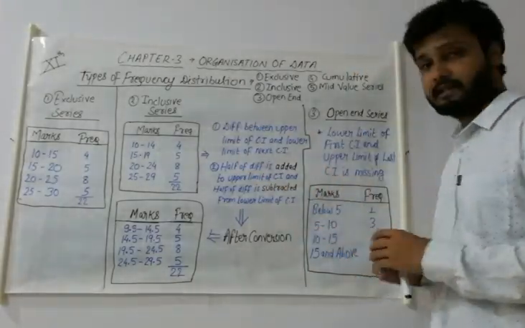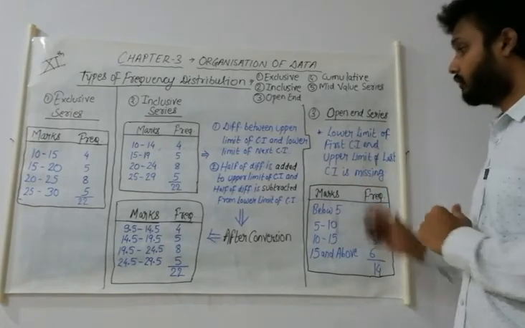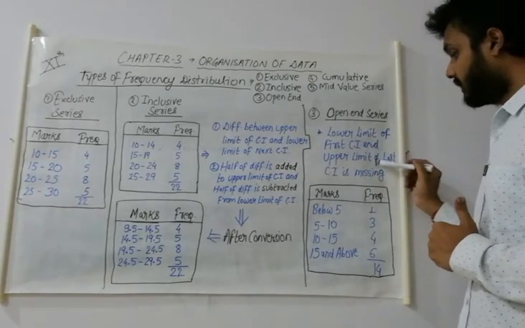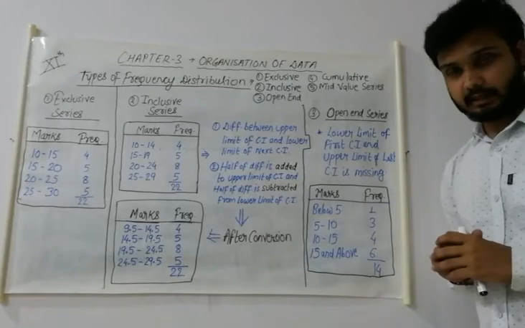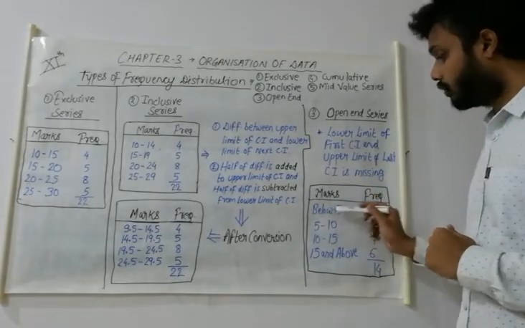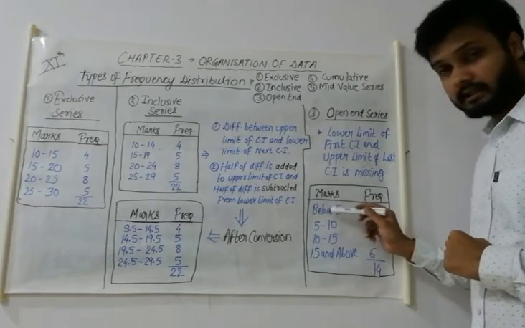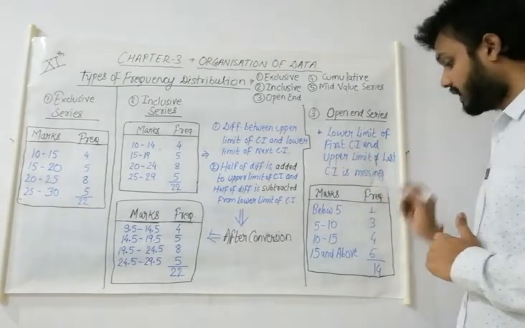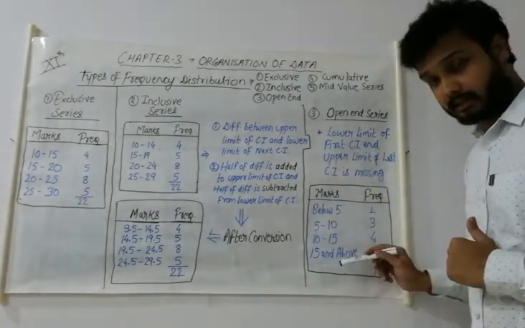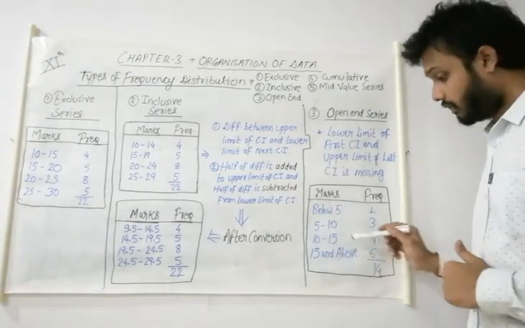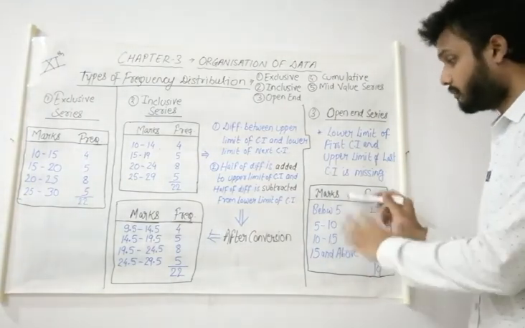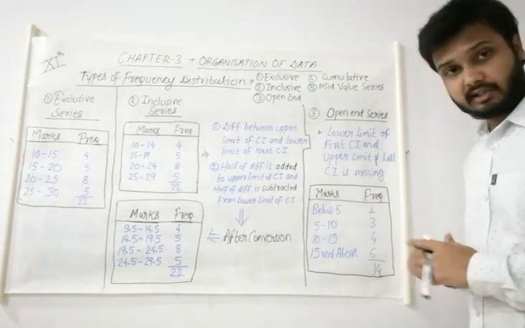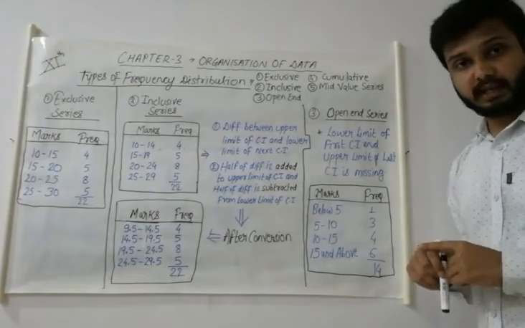The third type of series is open-end series. What is given here is that the lower limit of the first class interval and the upper limit of the last class interval are missing. Our first class interval is this, in which we see that the lower limit is missing, and the upper limit of the last class interval is this, where the upper limit will be missing. So this type of series, where the lower limit of the first one and the upper limit of the last one is missing, is known as open-end series.